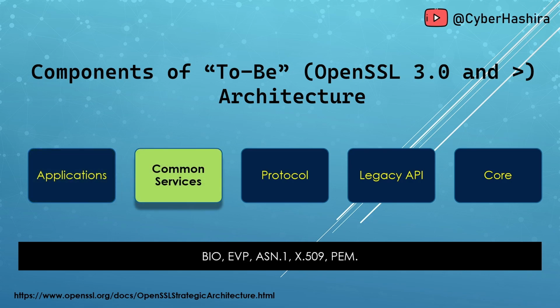Common services includes various interfaces provided by OpenSSL which helps in building an application. For example, BIO in OpenSSL can be used for basic input-output operation instead of writing your own logic. There's also EVP, which provides high-level functions for various cryptographic operations. I will talk about these services in depth in a video about OpenSSL API.